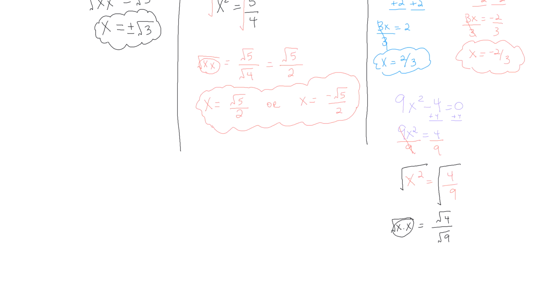My x comes out because I have a pair of them. Square root of 4 is 2 times 2. Square root of 9 is 3 times 3. And I'm going to have 2 answers because of this. So I have x is 2/3 or x is negative 2/3. Which is what I got up here.